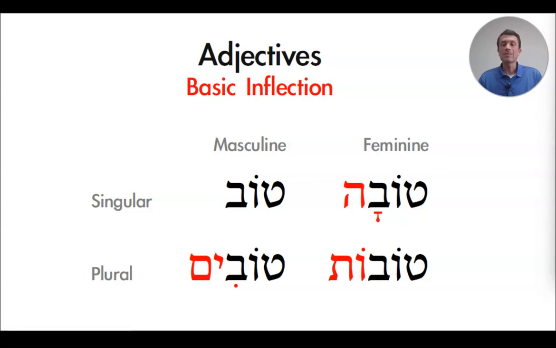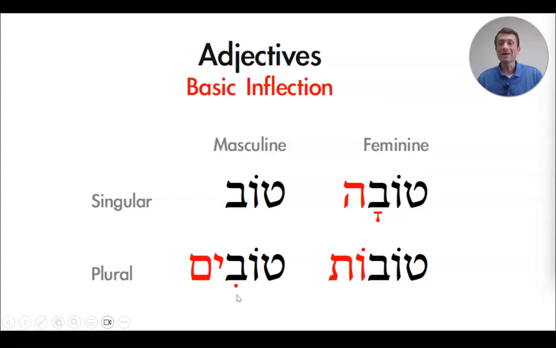So here's the basic paradigm, and I'm using the adjective tov as our paradigm example here. Unlike nouns, which are either masculine or feminine, right, and they don't change, they're always that way, adjectives will change. They can be either masculine or feminine depending on the noun that they modify. So the masculine form of the word is just tov. There's no ending. The masculine plural form of tov is tovim. You put a hirik yod mem at the end.